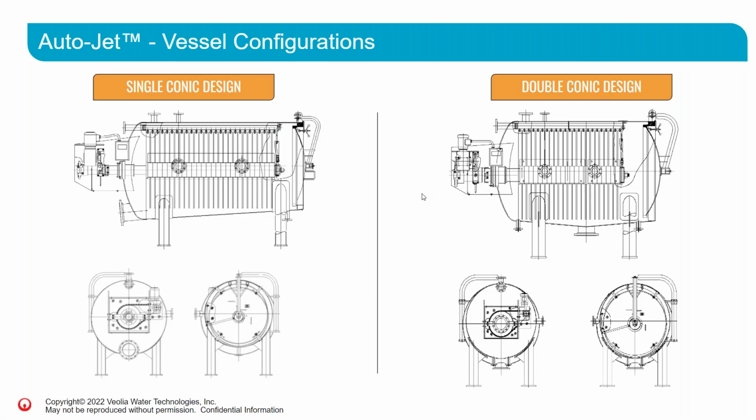So we have two configurations for the vessel of the Auto-Jet. We have the single conic or the double conic design. So for the single conic, you can see that it's sloped on one side. This allows for the cake that falls to the bottom to be washed out from the drain on the end. On the double conic, we have the slope on both ends. So when it falls to the floor, it is taken out through the drain in the middle.